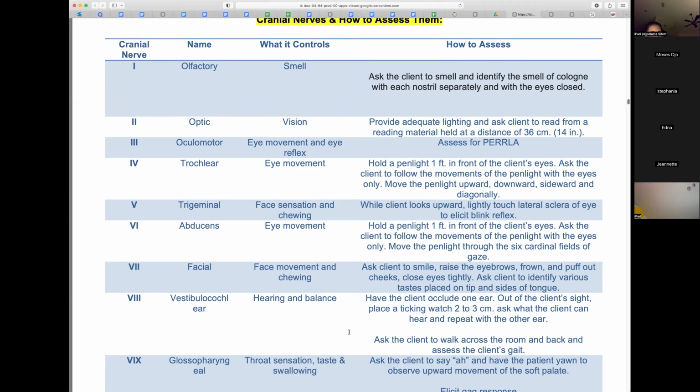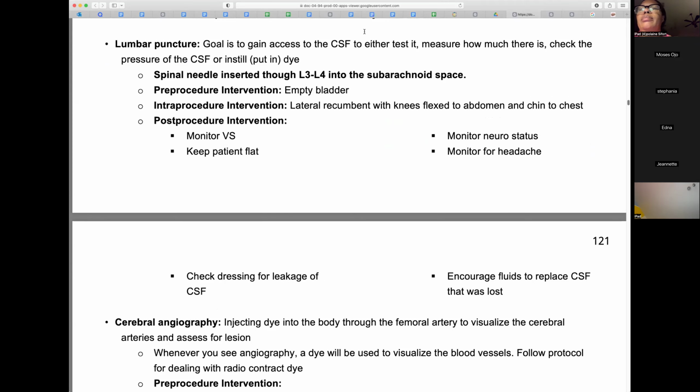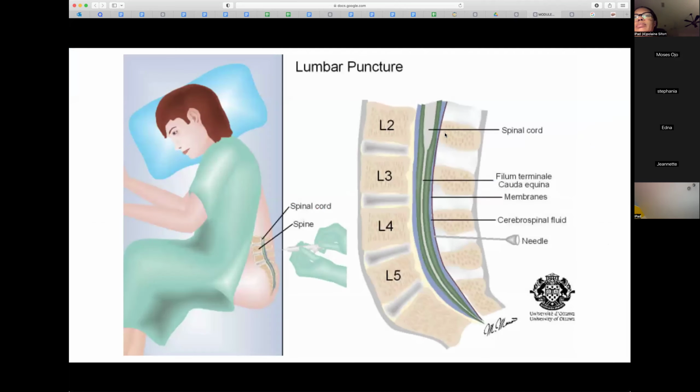All right, guys, you are doing amazing. Let's take a 10-minute break, and when we come back, we are going to learn what a lumbar puncture is and what your responsibilities are as a nurse.